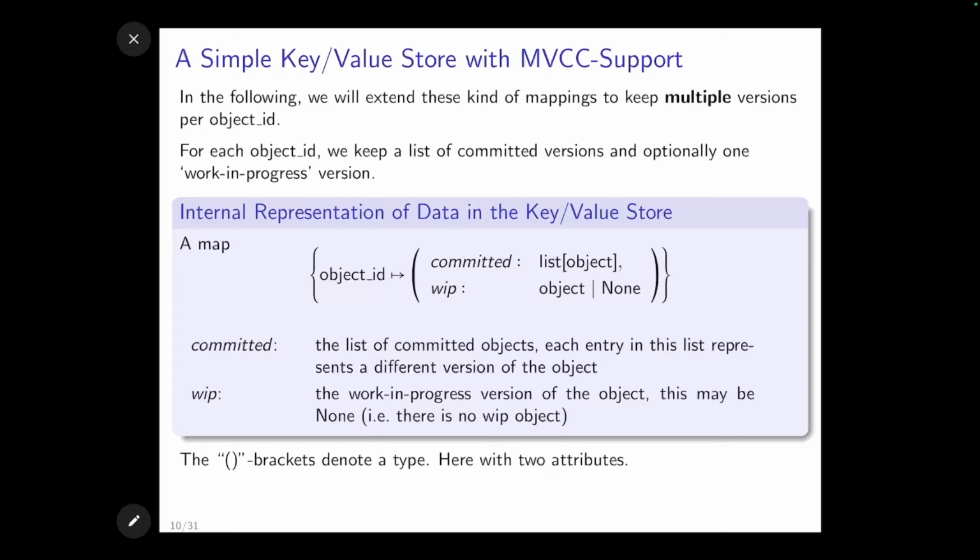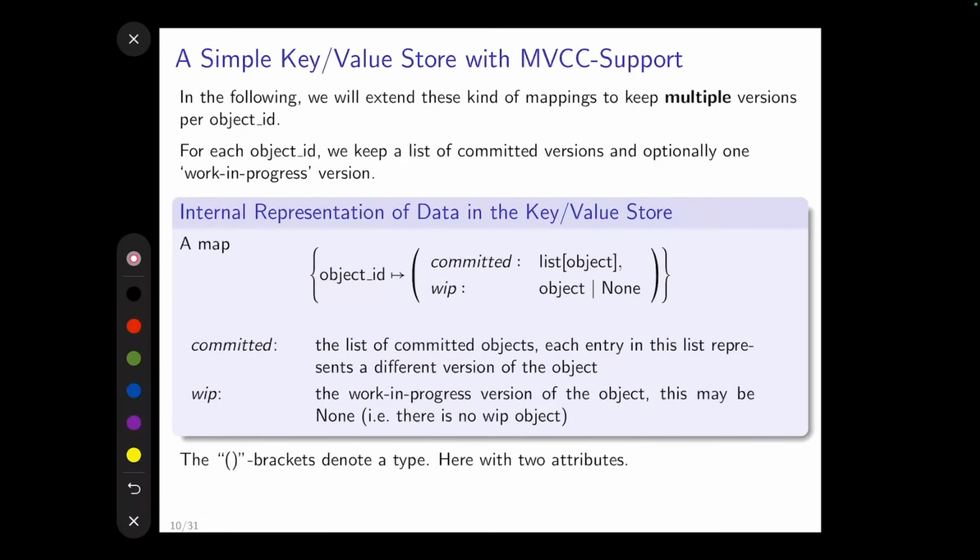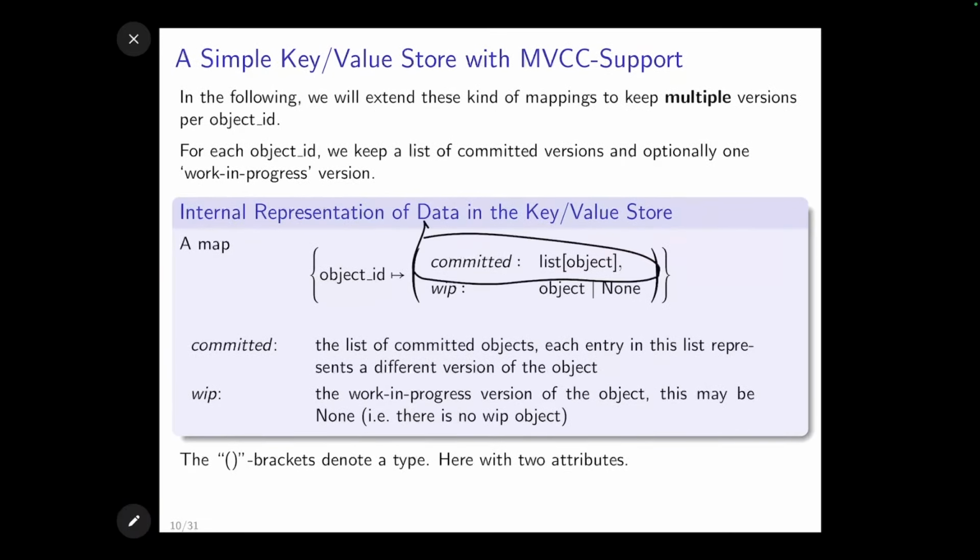Okay, welcome everybody. So this is MVCC part 2. Just a brief recap. We started with this kind of mapping in our store. So object IDs map to a list on one side, a list of committed values, and this one, a list of objects. We started with that, but then we extended that to have validity entries and the work in progress version.